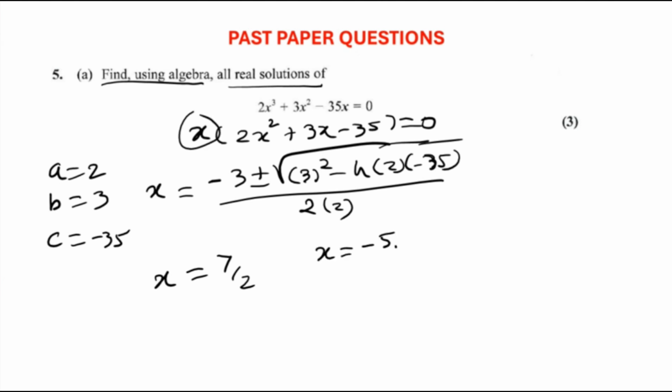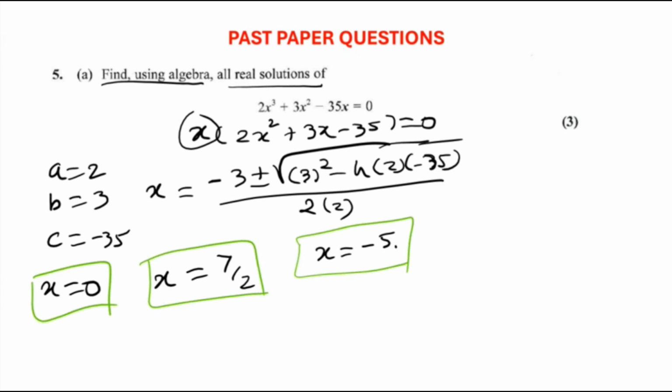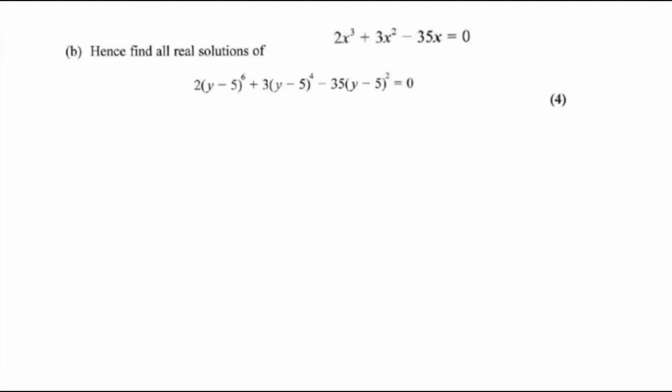And the common factor x will give you x is equal to 0. So basically we have three solutions: x equal to 0, 7 over 2 and x is equal to minus 5. These are all the real solutions of this. Now we will move to part B. Hence find all the real solutions of this equation.